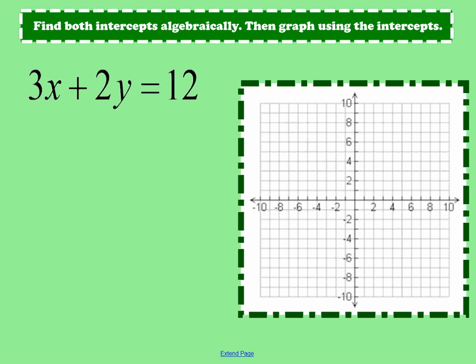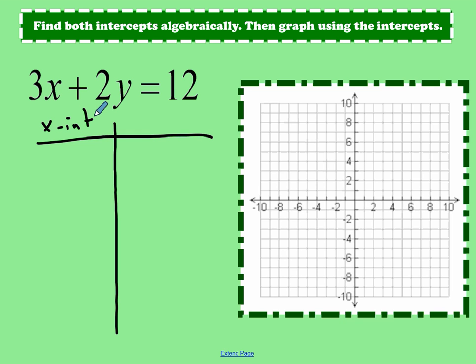So let's look at our first example. It says to find both intercepts algebraically, then graph using those intercepts. So here's how we would do that. I like to make a nice t-chart here. We're going to find the x-intercept over here. We will find the y-intercept over here.